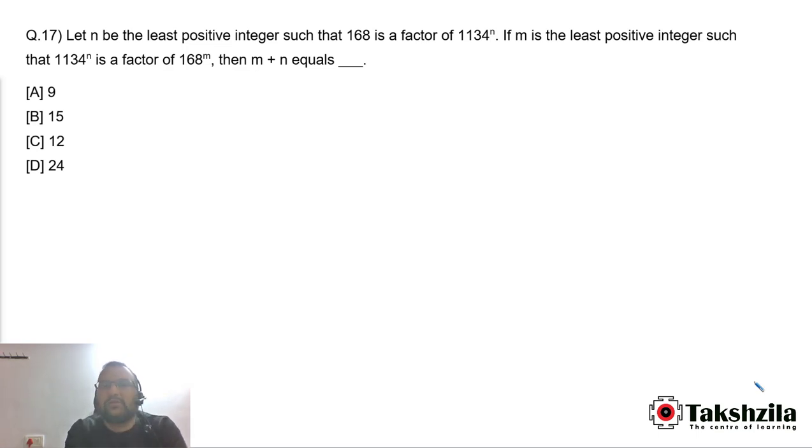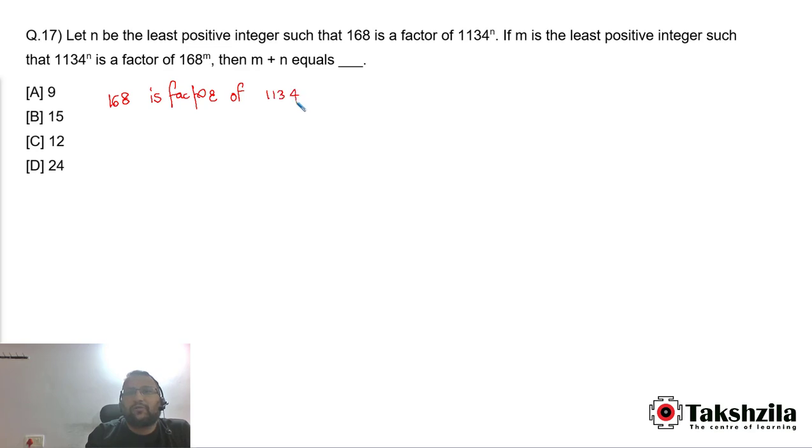तो फर्स्ट ऑफ ऑल स्टेटमेंट 1 को पहले फिर से रीड कर लेते हैं। स्टेटमेंट 1 says that 168 is a factor of 1134 to the power n। तो यहाँ पे फर्स्ट स्टेप ये है कि प्राइम फैक्टराइज कर लो आप। 168 is nothing but 21 into 8, that is nothing but 2 to the power 3 into 3 to the power 1 into 7 to the power 1.